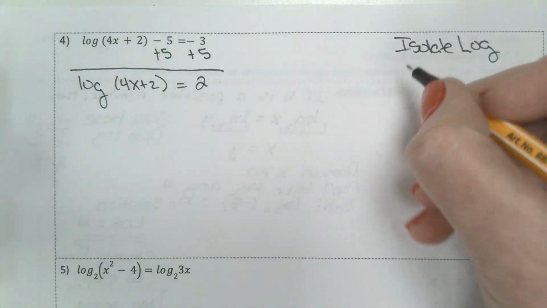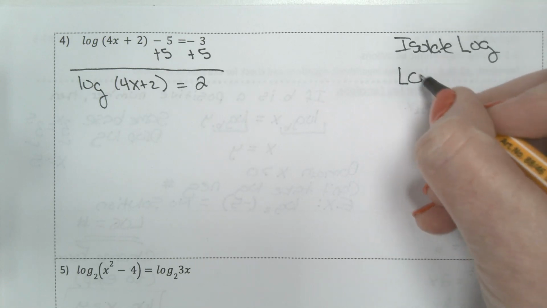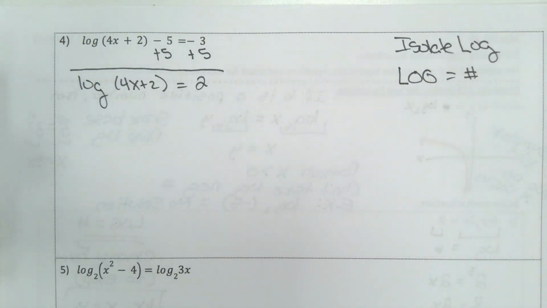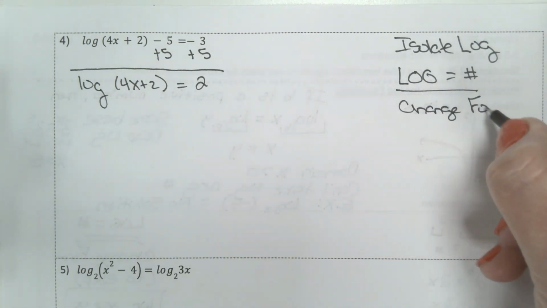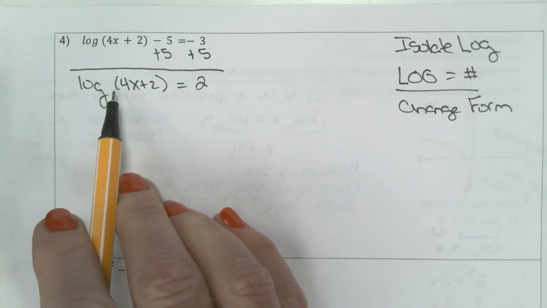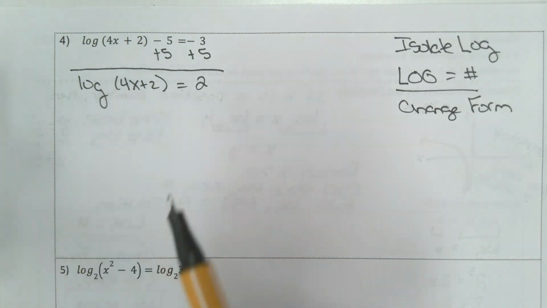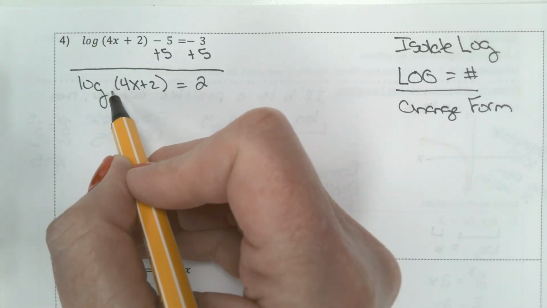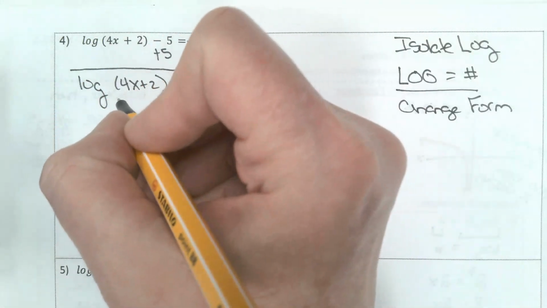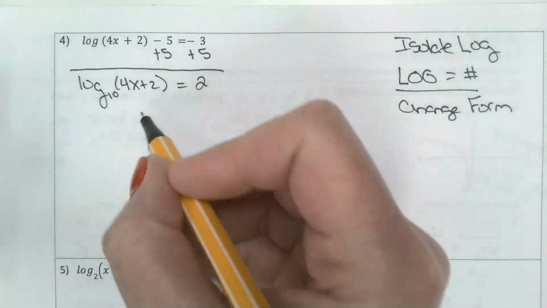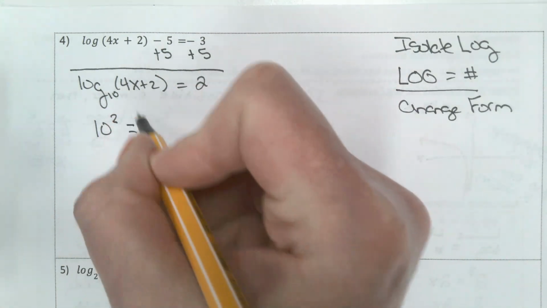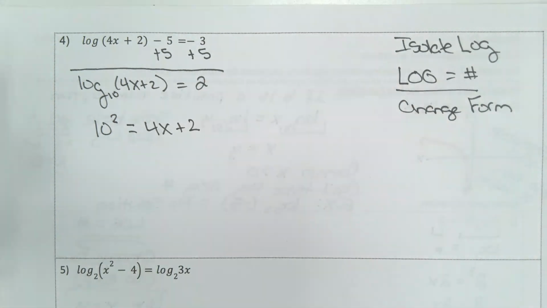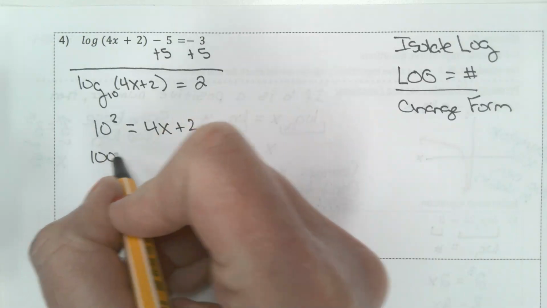All right, so now I have the situation that I did on the other side. I have log equals number. When I have this situation, you need to change form. So when you change from log to exponential and you drop and swap, there's no base here. So now you have to remember that there is an implied 10. So now when you change form, your base comes down, your 2 goes to the exponent, and your 4x plus 2 goes to the other side. 10 squared I know is 100.